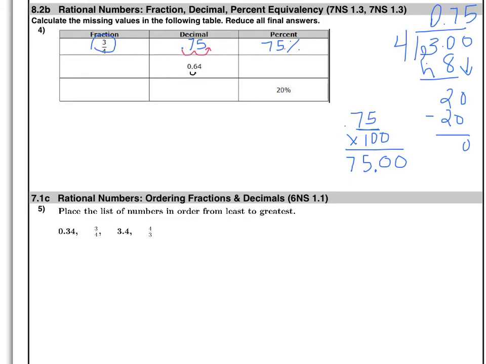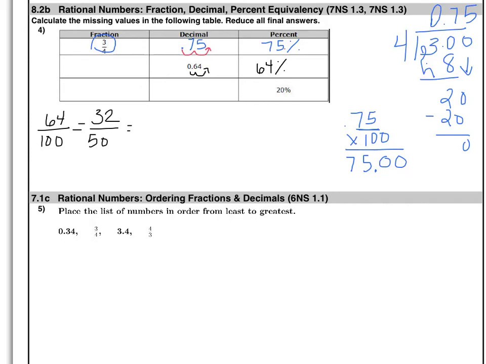If I move my decimal, I get 64%. And I read 0.64 as 64 hundredths, which is what 64% is. 64% is 64 over 100. But I have to simplify. I can see that they're both even numbers, so I'm going to divide by 2. 64 divided by 2 is 32, and 100 divided by 2 is 50.